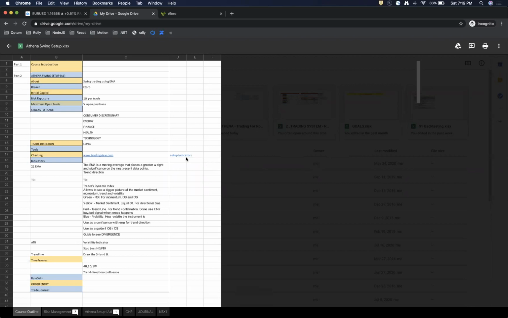So we do have as well the stocks to trade. If you are already into local stock, you can add it as well here. But most of the discussion is the US stocks, especially in the S&P 500. And from the 11 sectors of the S&P 500, we are going to use the consumer discretionary, the energy, the finance, health, and technology sectors.